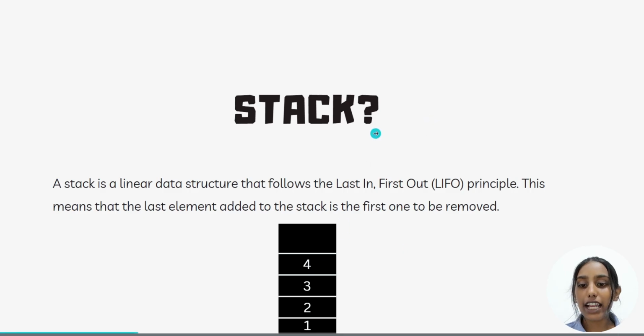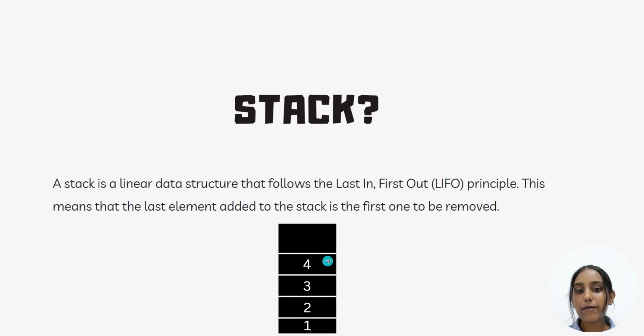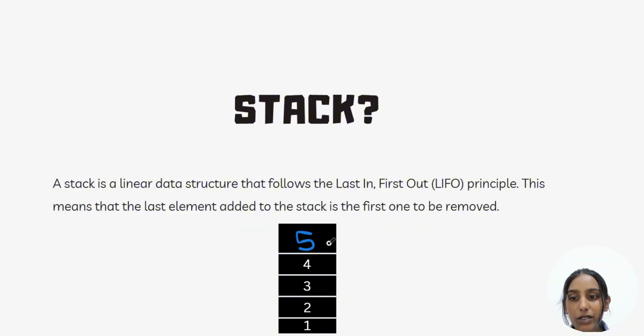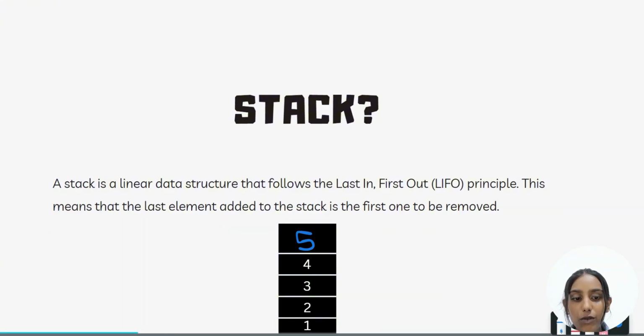So here we have a stack which has 1, 2, 3 and 4. In this stack, the last added element is 4. Imagine if we add another element, that is 5. This is the last added element now. So if we want to remove an element, we have to remove 5. So the last added element is the first element to be removed.